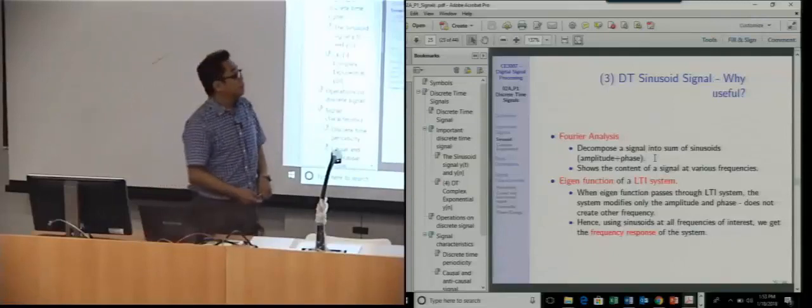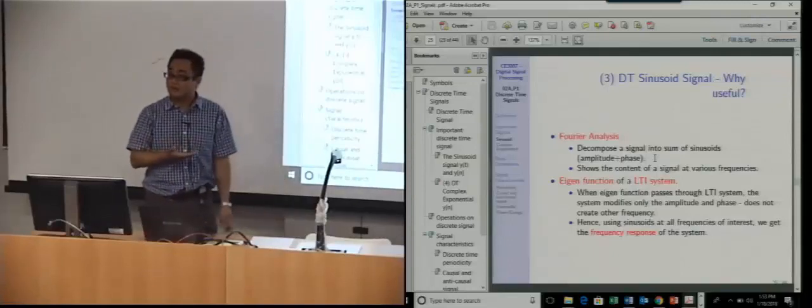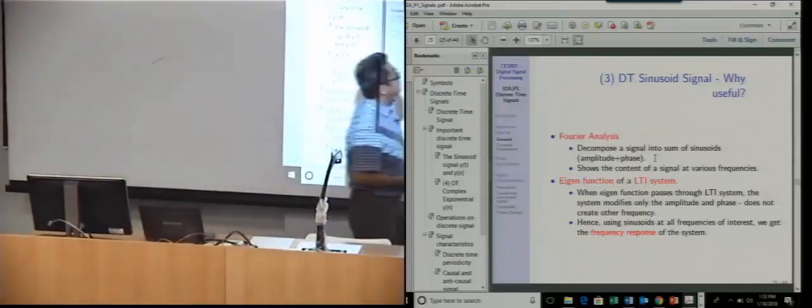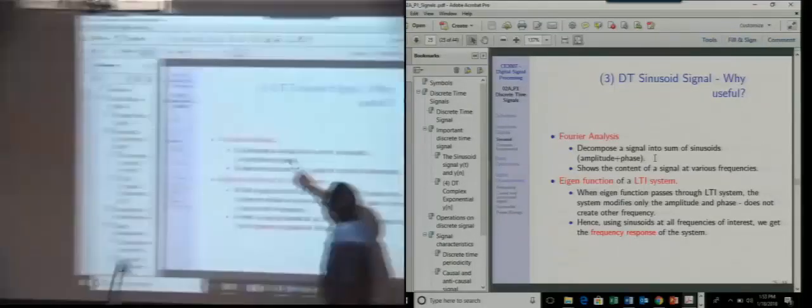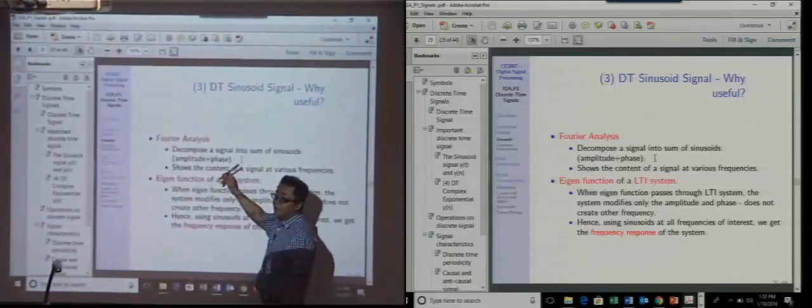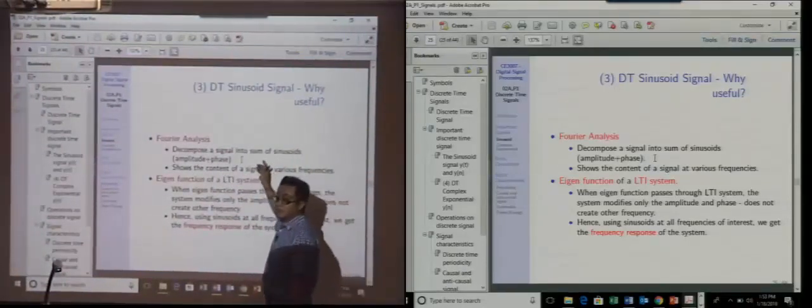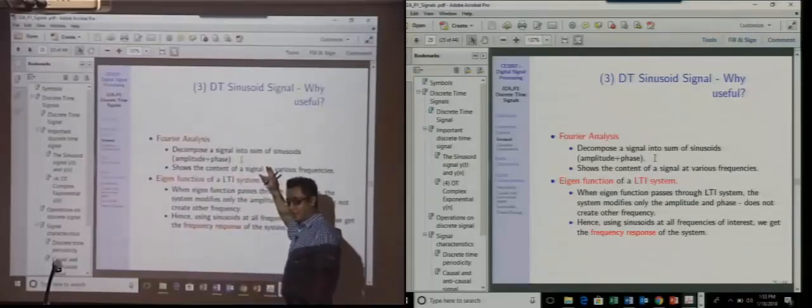Now, I spent 25 minutes on the sinusoid. Why? Okay, so we've got to speed it up. The first reason is this. The Fourier says that we can decompose any signal, periodic or not periodic, into a sum of sinusoids. This is the most important statement. This is why we are interested in sinusoids, because any signal can be decomposed into them.